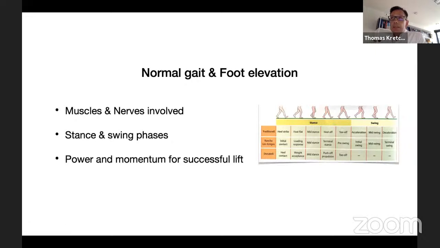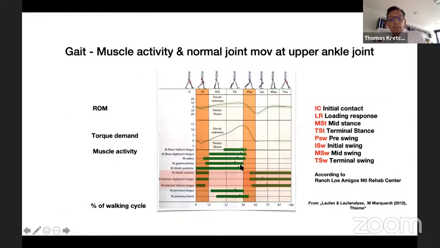But I think when it comes to the foot drop, it is very important not only to think about nerve, but to think about function. And then you very quickly come to what is a normal gait. And you've seen this image before, the stance and the swing phases. And it is the same as before, which is the classification from Rancho Los Amigos, which you actually see here.